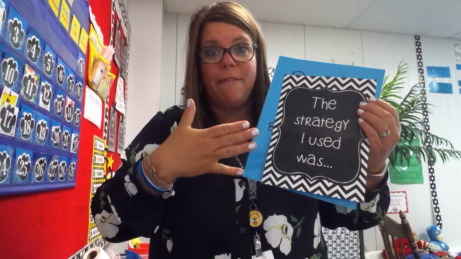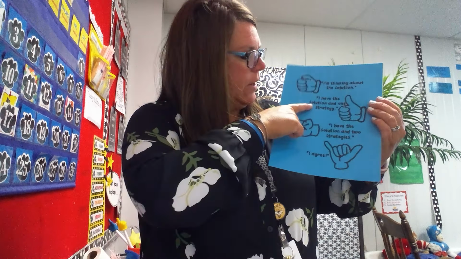And I'll show you what I mean by strategies here in a moment. Or you may get 5. You may have to go to 2 hands. Okay. So as many times as you can think for however much wait time you have. Okay. So that's what our fingers look like. I have a solution and a strategy. I have a solution, that means the answer, plus 2 strategies, or I have the solution and 3 strategies, and so on. Now, this one down here, I'll show you what that means in a minute. Those are fun to do too. Okay, so that one means I agree. So I'll show you how that works in a minute.